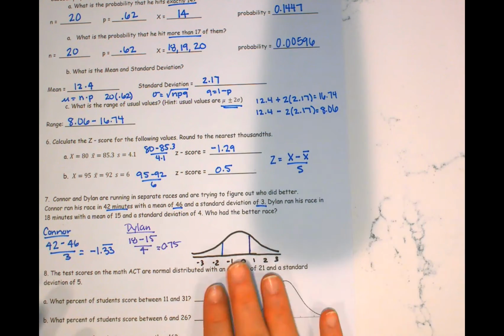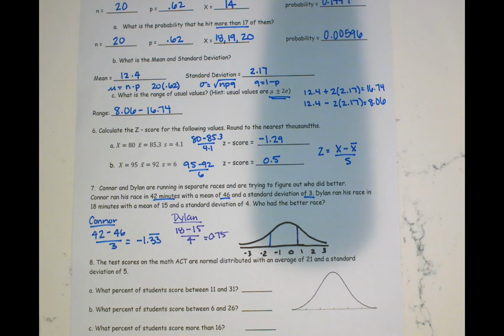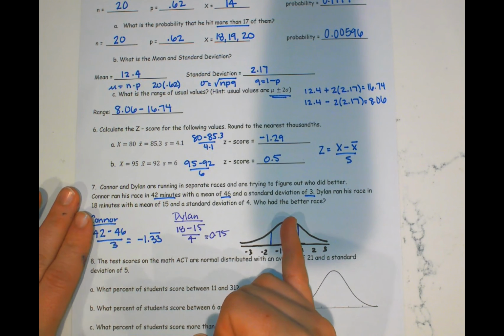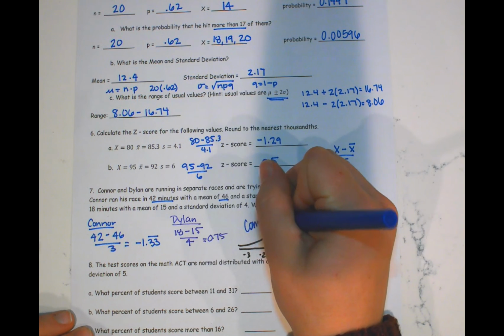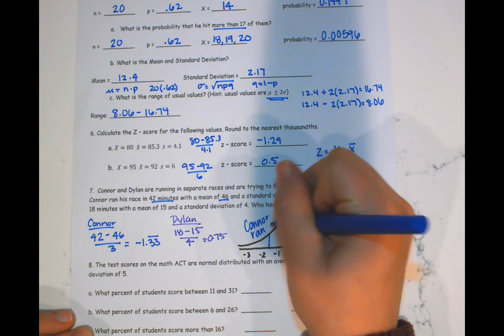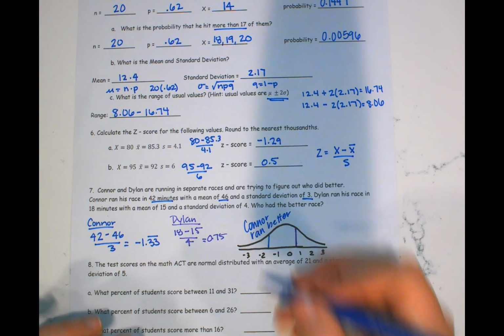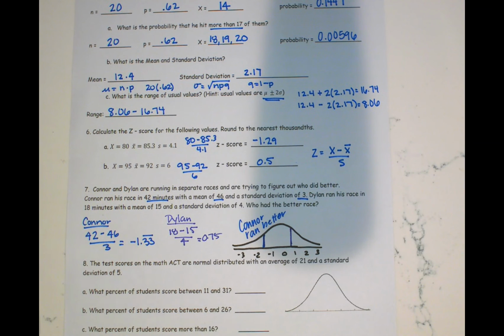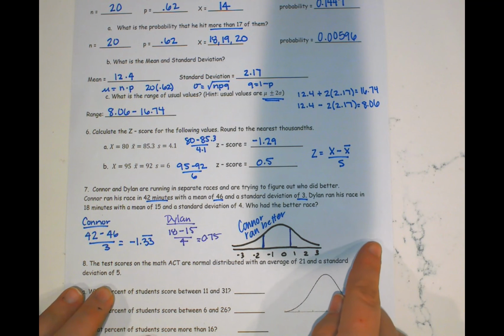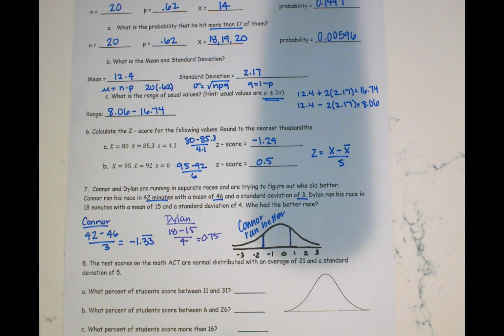So now when we compare these, we're thinking about a race. A lower time means you ran faster. So the mean time is here, and you would want your score to be lower than the mean in this case. So if you want your score to be lower, Connor ran faster, or ran better. His score was lower than the mean. Dylan's score was higher than the mean, which means it took him longer than the average person. When we talk about test scores, remember we want the highest, the score farthest this way. It all depends on the context of the problem and how you're comparing them to one another.